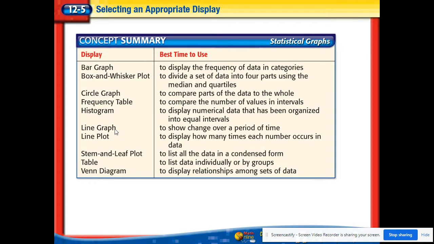We have a line graph that shows changes over a period of time, and a line plot will display how many times each number occurs in a data set. Stem and leaf plot, we did that earlier in this chapter. It's just a way to list all of our data in condensed form. It's a special type of table. Obviously, we can just do a normal table, list it individually or by groups. And then the Venn diagram displays relationships among sets of data. So when we want to compare multiple sets of data, not just one value of data.